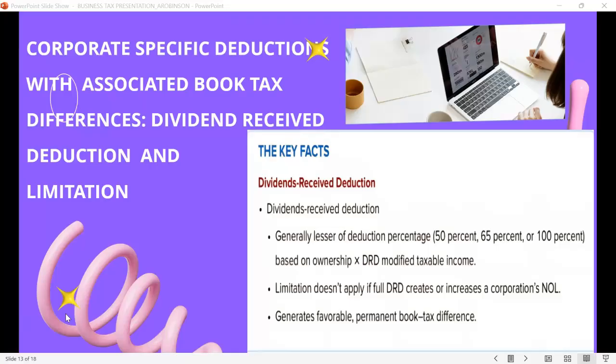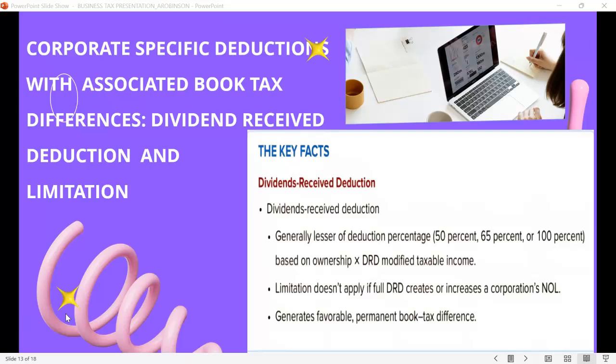The multiplier is dependent upon the level of stock ownership by the recipient corporation, for which this corporation must be a domestic one. There is also an example in the book to support this. This deduction is limited to the product of the dividends received deduction percentage and the corporation's modified taxable income, which is the dividend receiving corporation's taxable income before the DRD, net operating loss deduction, and net capital loss carrybacks. Please look at example 517 if you would like to get more understanding about this.